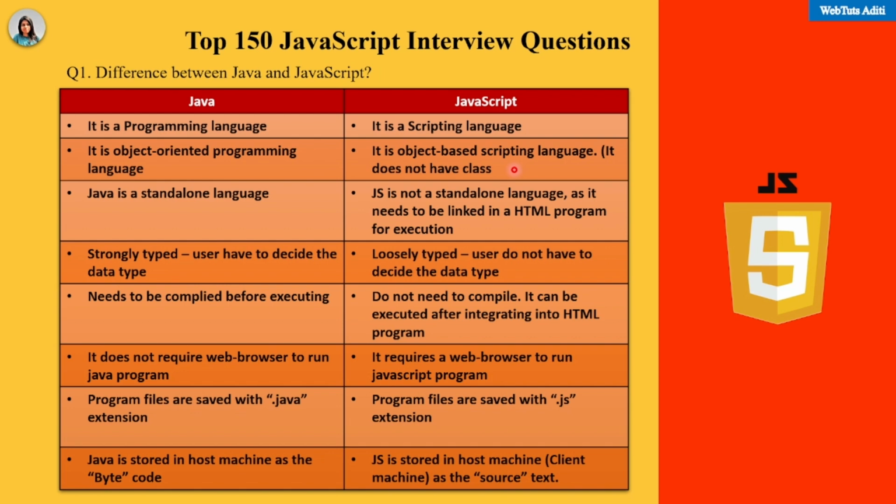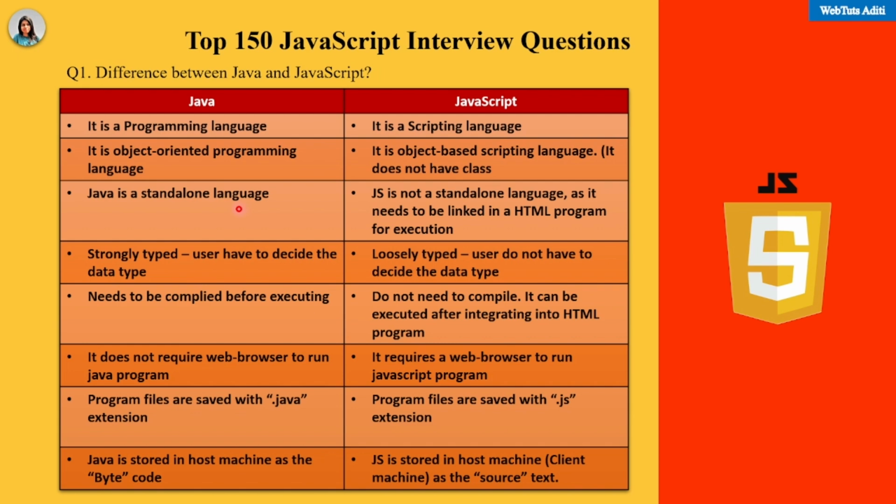But recently in ES6, that is ECMAScript version 6, the developed version of JavaScript, it has recently introduced classes also. So you can see it's mostly similar to Java. It has classes and you can make objects from that class also. It is just to make writing the code easier.